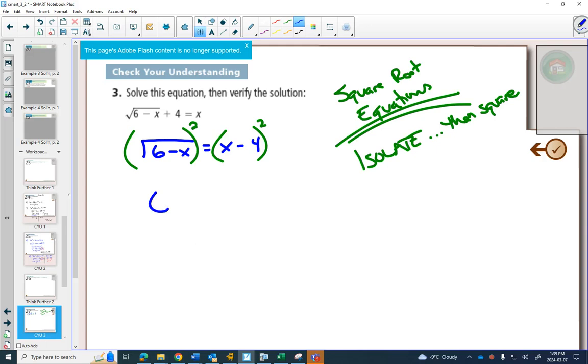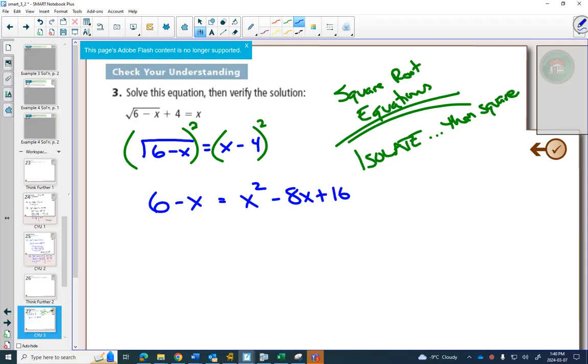Squaring a square root, very nice. Gets rid of the square root. Squaring the x minus 4 all squared will give me x squared minus 8x plus 16. We'd have to actually FOIL it out. Can you do x minus 4 times x minus 4 in your head yet? Or would you have to write it out? Eventually you'll get very good at multiplying these out.